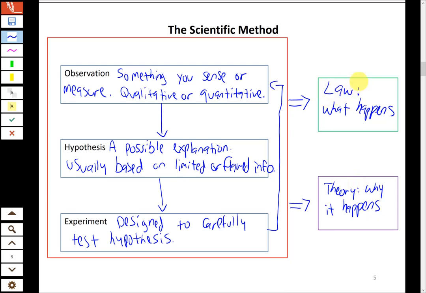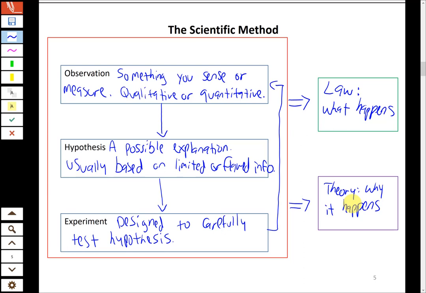So we talked about the law of gravitation that you've probably all heard of. The law of gravitation says how fast something will fall to the earth and so on, and then the theory would explain why that happens. And as it turns out, the theories behind gravity are still kind of up for debate right now, so they're not even really finalized themselves. But the theory would explain why that's happening, the law explains what is happening, and those two always kind of go together in scientific method.